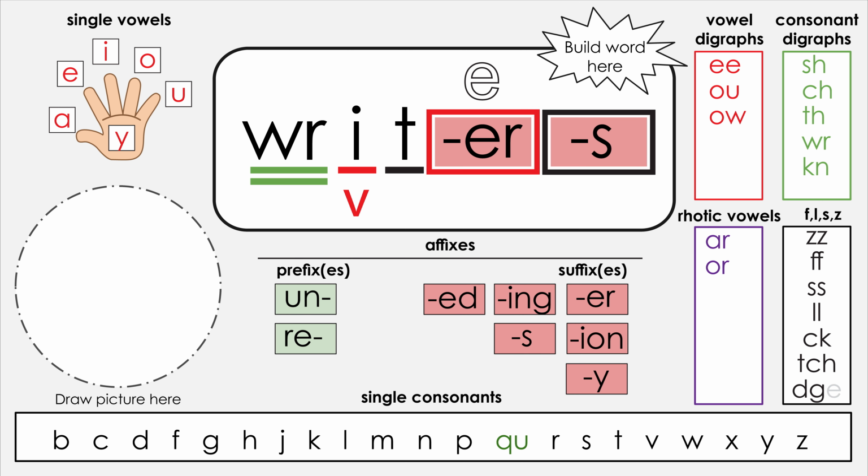Here we have the word writers. You can differentiate between vowel and consonant suffixes for older students, supporting their understanding of suffixing conventions. You can see that I've used a red box for a vowel suffix and a black box for a consonant suffix. This reminds students that there are conventions when attaching a vowel suffix.